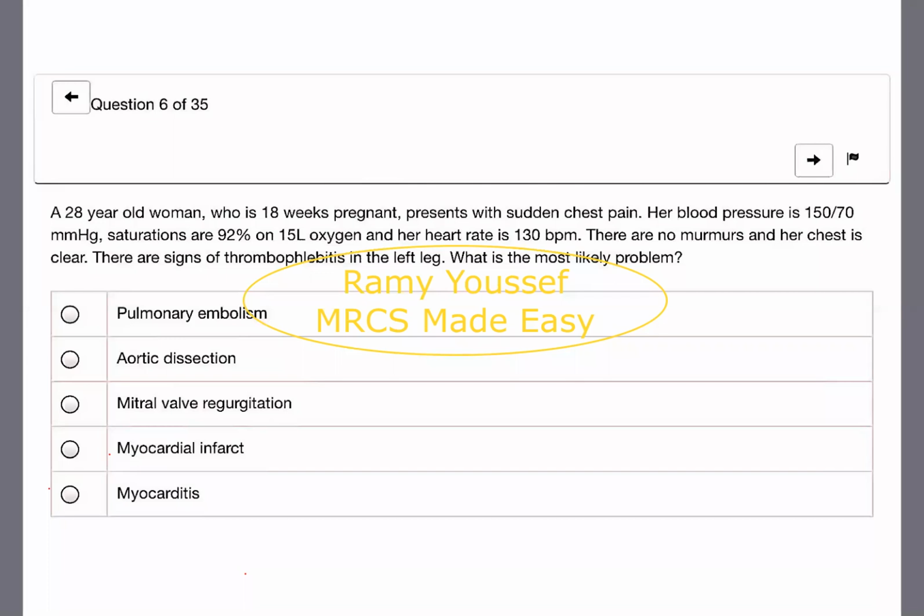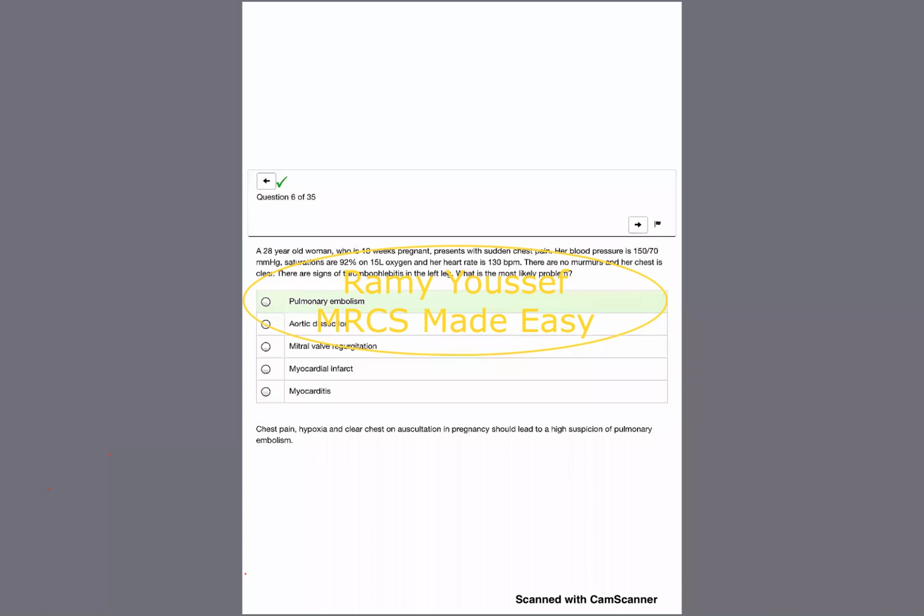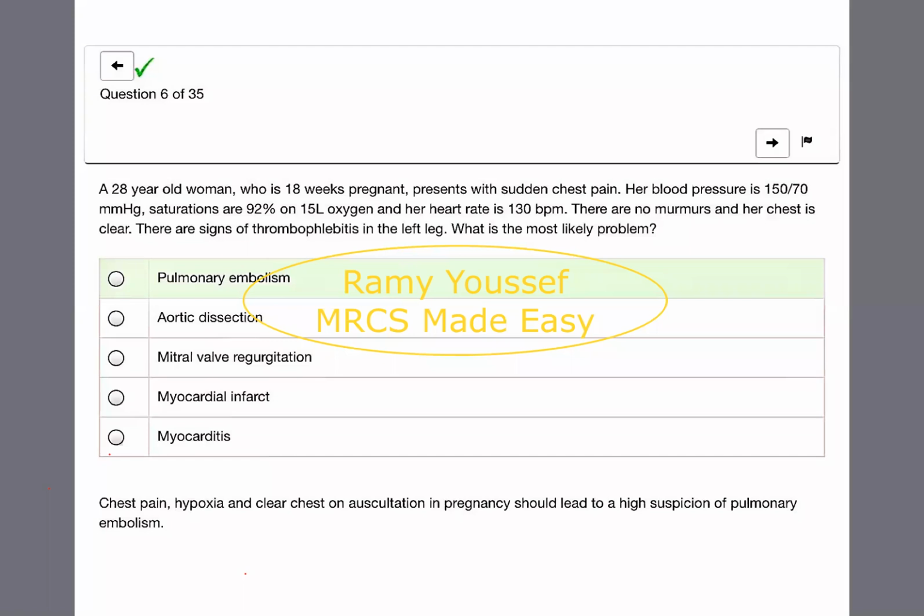Exactly. We had another scenario before with the same presentation, but it was an aortic dissection. Can anyone remember the difference between the two scenarios? Widening of mediastinum. One of them had heart murmurs. Exactly. In the previous question the patient had the same symptom, pain, and hypertension, a problem in heart rate, but he mentioned an aortic regurgitation murmur, widening of mediastinum, and something like this. It was an aortic dissection.